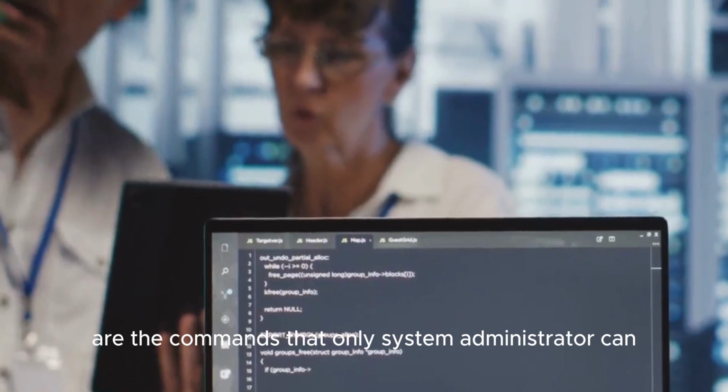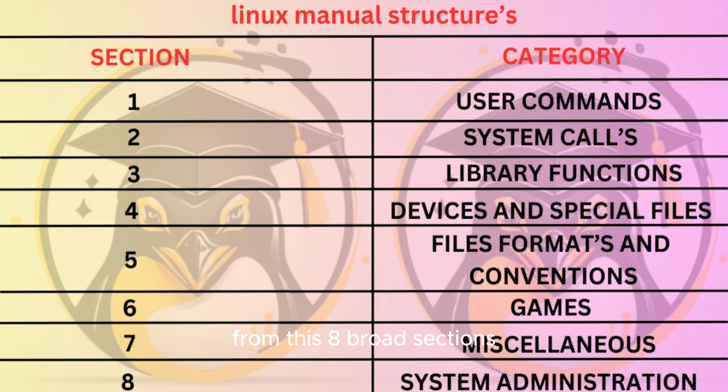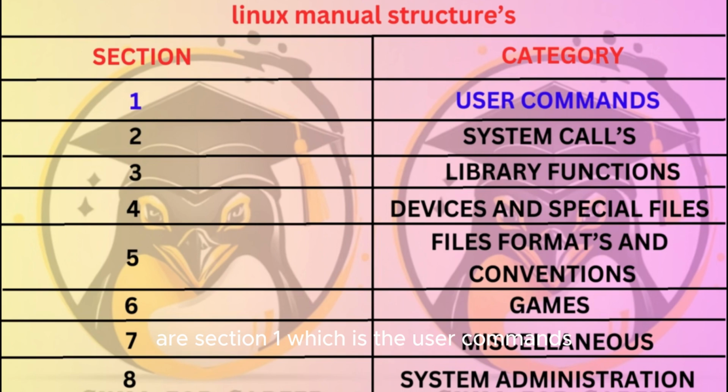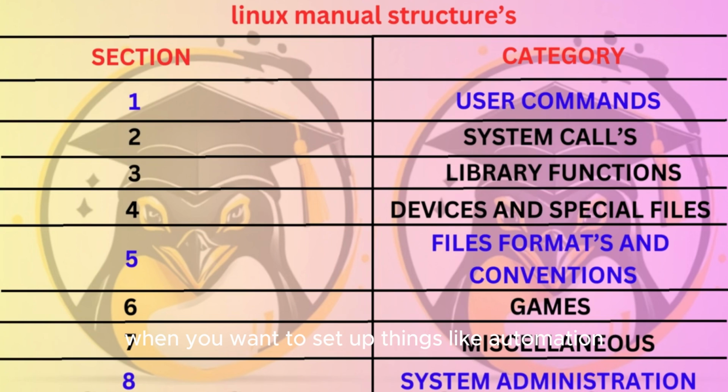These are the commands that only a system administrator can execute. From these 8 broad sections, the ones that we are actually going to be using are section 1, which is the user commands. We will be using that all the time. Next, section 5 is usually used if you want to start editing or configuring things. You will get information on how to edit and what to edit in specific configuration files using section 5. And section 8 is for when you want to set up things like automation or make some rather advanced changes to your computer. Let me have a summary.